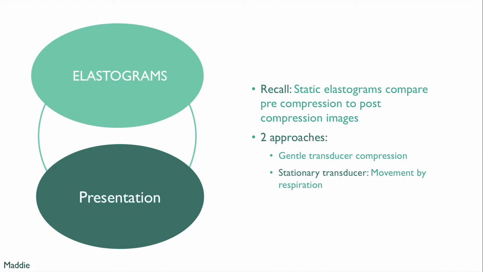Recall that static elastograms compare pre-compression to post-compression images. One way to do this is to physically compress the transducer into the patient's tissue. This approach is used specifically for breast elastography. The other way is to keep the transducer still, and the compression required to develop an elastogram is generated by the movement of the patient's breathing. So we take a picture of the before generated images, and as they inhale and exhale, we take another picture afterwards. A series of elastograms are generated and saved in CineLoop to review later. This helps us with bad quality elastograms to ensure that our best images are not lost.